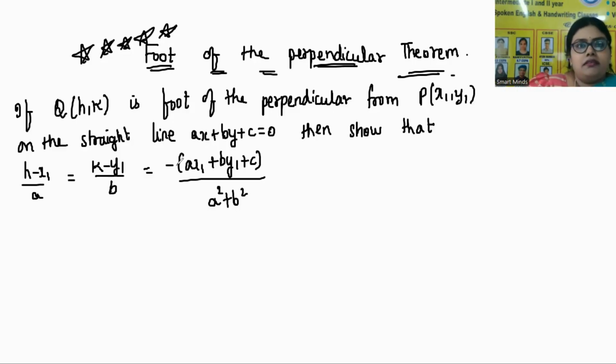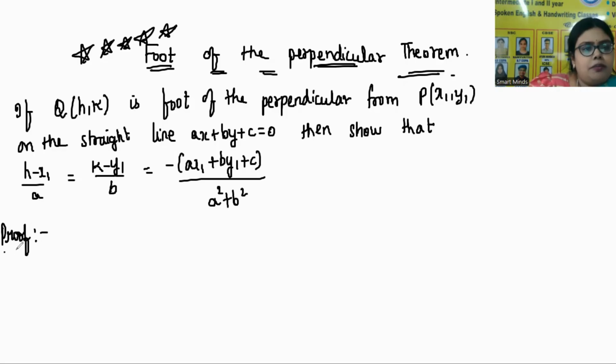So let's do foot of the perpendicular theorem today. Okay, so the statement is: if Q(h, k) is the foot of the perpendicular from P(x1, y1) on the straight line ax + by + c = 0, then show that (h − x1)/a = (k − y1)/b = −(ax1 + by1 + c)/(a² + b²).